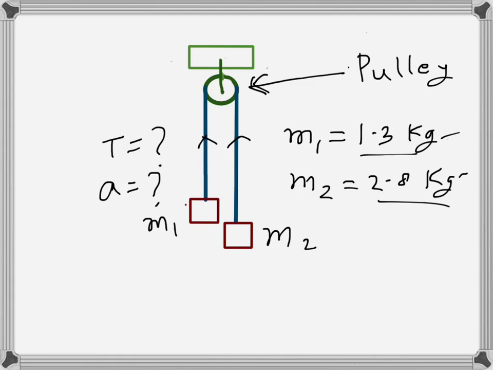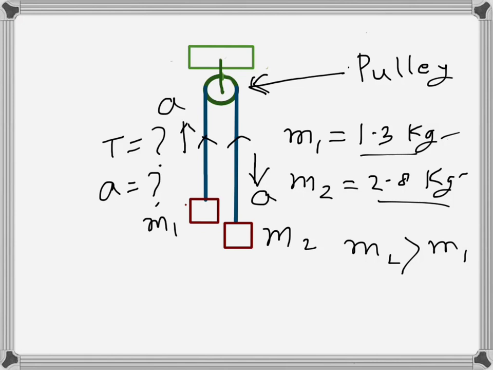So the two masses have different values, so there will be an acceleration. The acceleration on this side will be downwards, A, and for mass M1 it will be upwards, A, because M2 is greater than M1, as we can see.